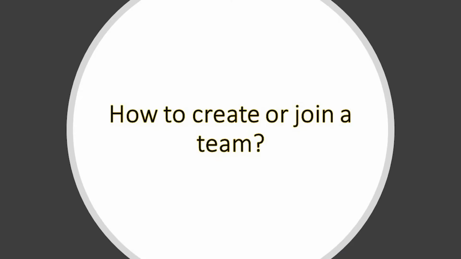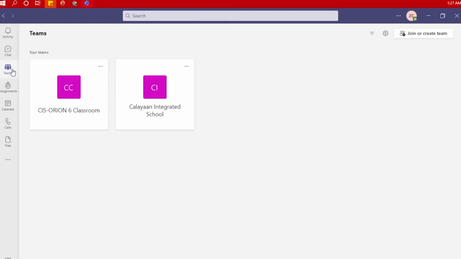Let's go now to the main idea of this tutorial, creating or joining a team. Click on Teams at the left-hand menu bar. As you can see, I already have two existing teams under my Teams page, my online classroom and my school organization. To create or join a team, go to the upper right corner and click this button that says Join or Create Team.